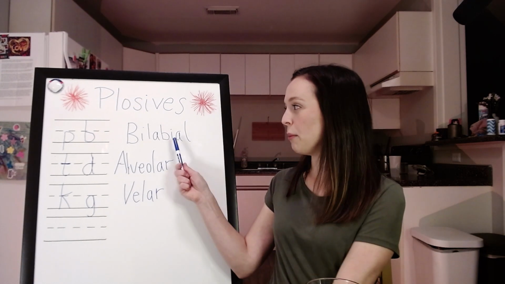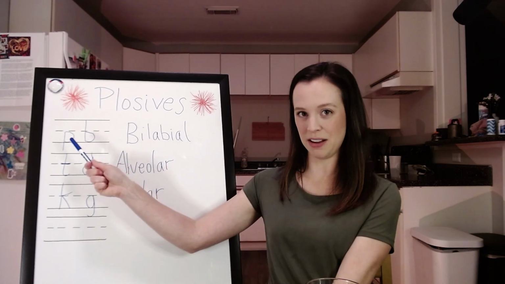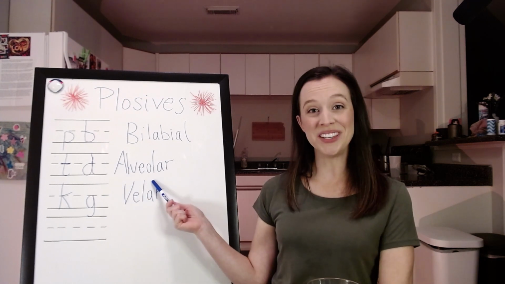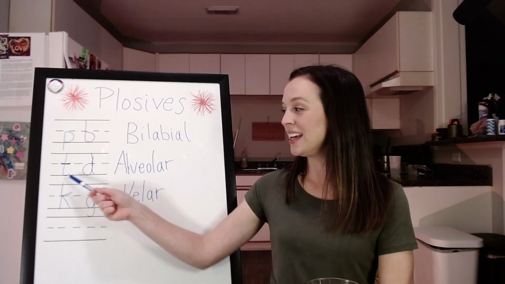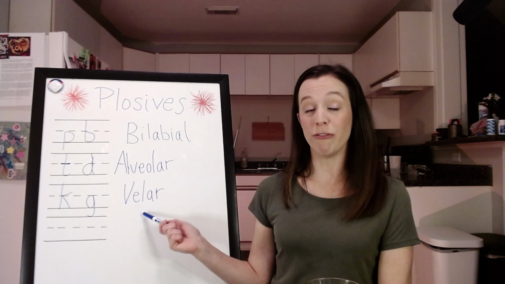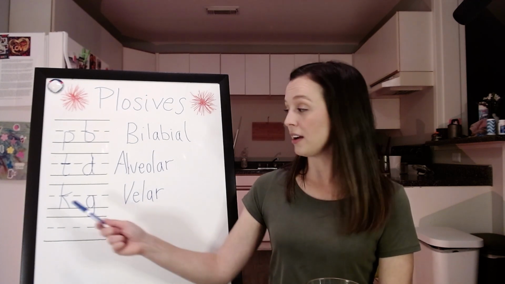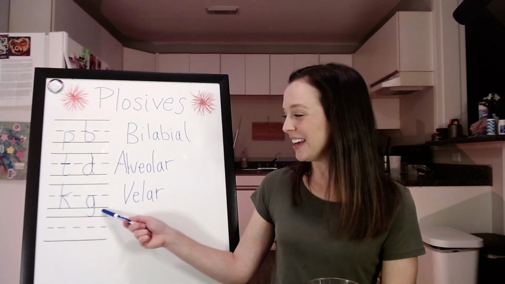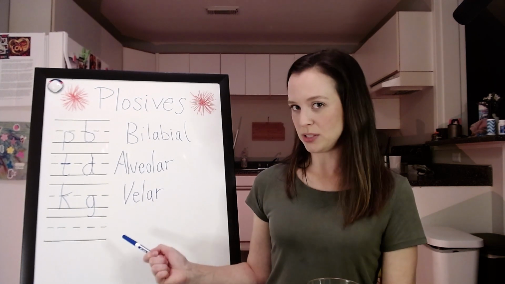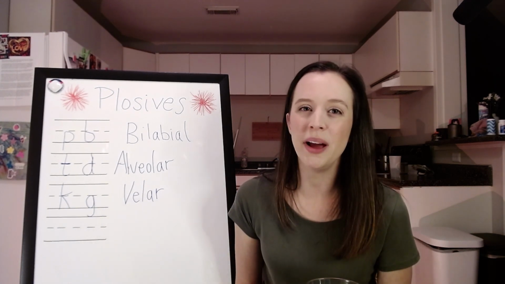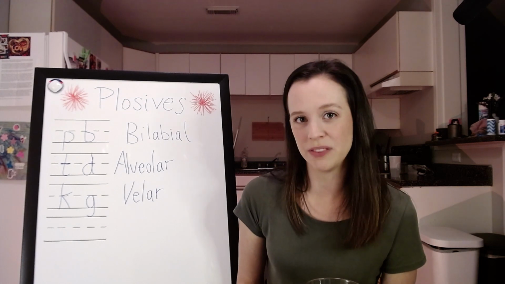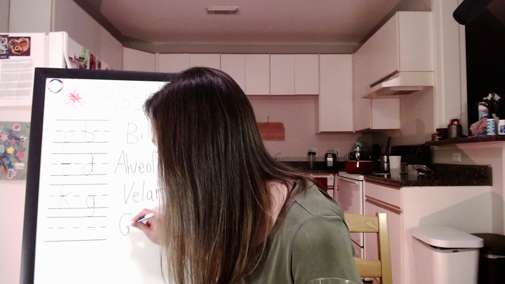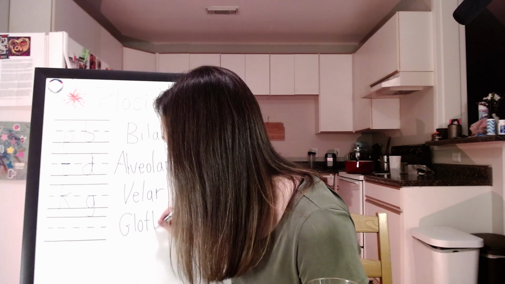You've got bilabial plosives, the cognate pair of p and b. You have alveolar plosives, the cognate pair of t and d. You have velar plosives, the cognate pair of k and g. And you have one more plosive. And this one you might not think of as a plosive. I know I don't usually, but this is a glottal plosive.